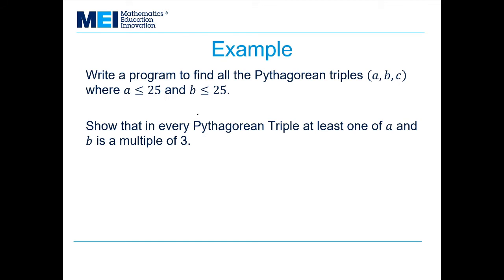Let's have a look at an example then. We're invited to write a program to find all the Pythagorean triples a, b and c with a and b less than 25, and then we're invited to show that in every Pythagorean triple at least one of a and b is a multiple of 3. So let's start with what the program might look like.